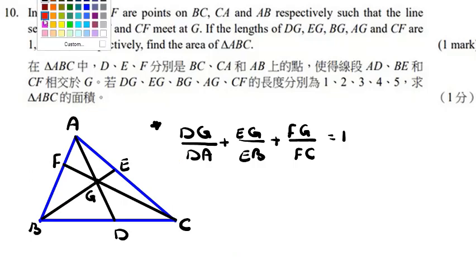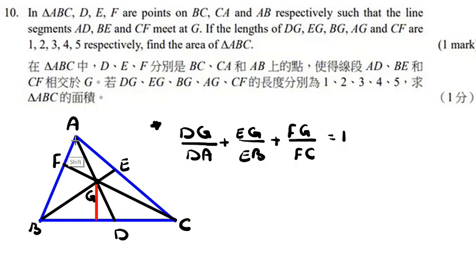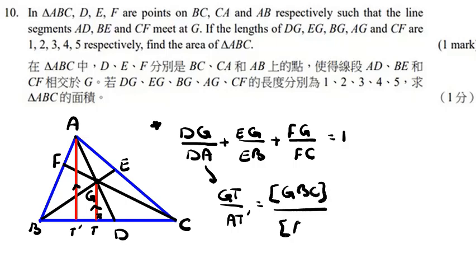Now I want to prove this first. How? By Thales' theorem, or you can say similar triangles. Call this point T prime. DG over DA, because they are parallel, is equal to GT over AT prime. You can say it is the ratio of the area of GBC over the area of ABC. Why? Because the bases are the same, the ratio of their areas is the ratio of their heights.